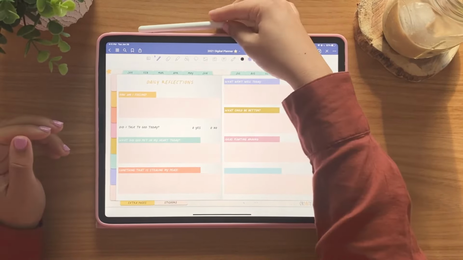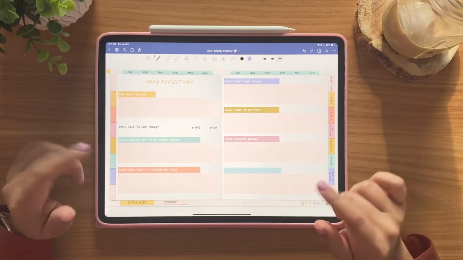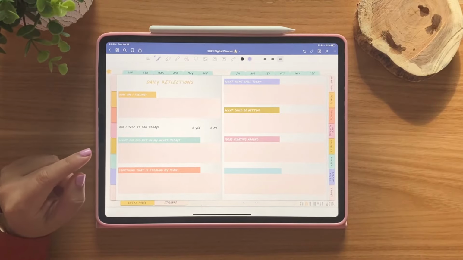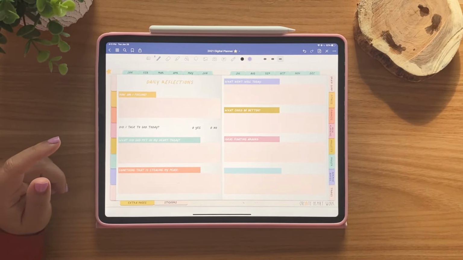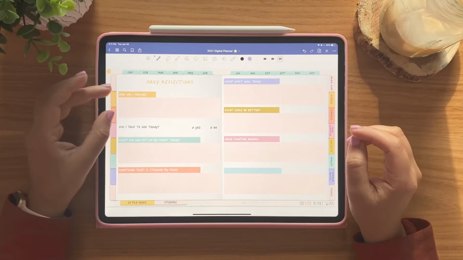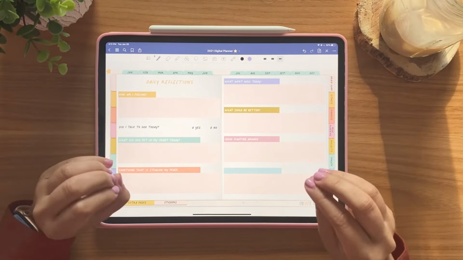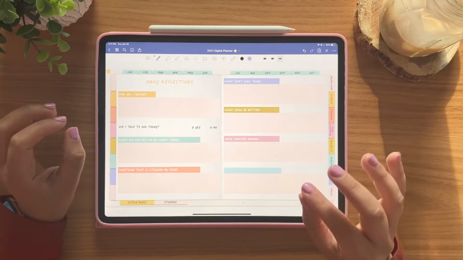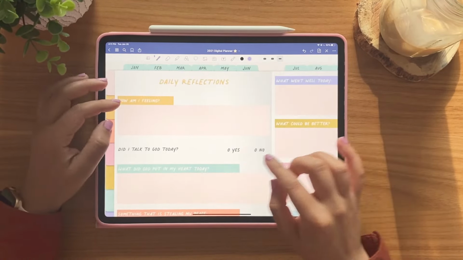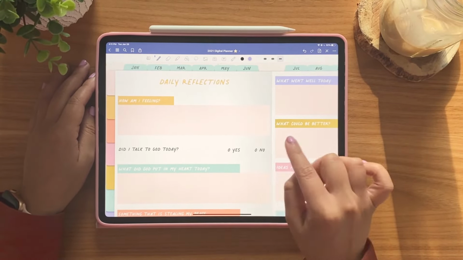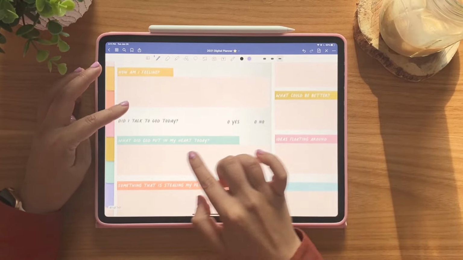Since this is a faith digital planner, give me a second. I do have it tailored towards that. So whenever you're feeling in a funk, you can grab this daily sheet and insert it anywhere you'd like. The previous video shows how to do that. How are you feeling? Let's just say I'm feeling depressed or sad or anxious. Did I talk to God today? Yes or no? What did God put in my heart?